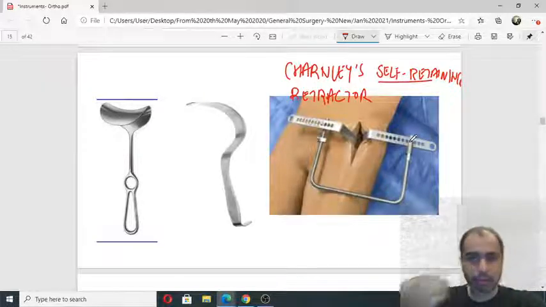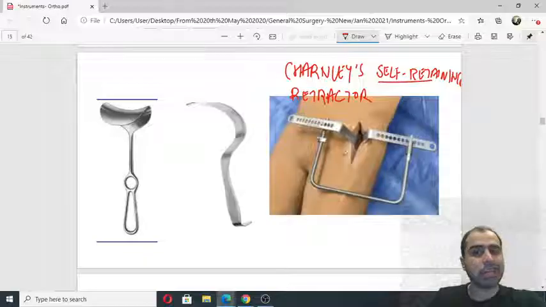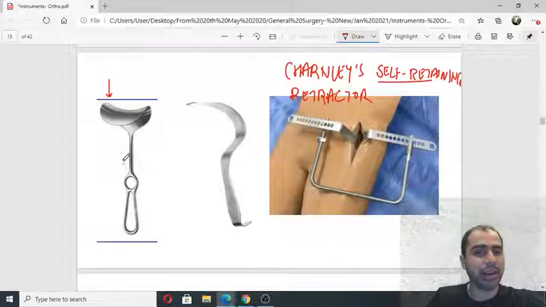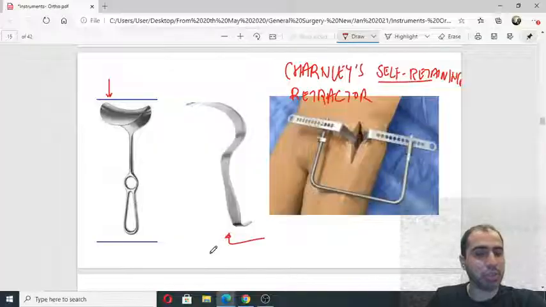So this is Chandley's self-retaining retractor for THR. This I hope everybody can identify. This is a very one of a kind retractor. And this, I have asked before in the special classes also.